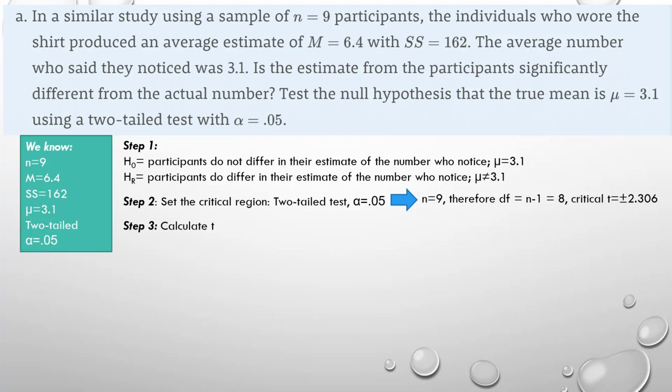Next we calculate our t. This is the t formula. Here I compare: do I have everything? I have the mean, I have the population mean. What I do not have is the estimated standard error of the mean. So I know I need this formula.